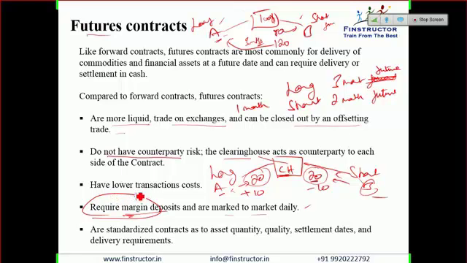Futures have generally lower transaction costs as compared to forwards. They are standardized contracts, as we discussed. So the quality of rice, the quality of the book, the number of shares, etc. is already decided by the exchange. So they are standardized in terms of the quantity, quality, settlement date and delivery requirements. As to what time of the day the delivery has to be made, all that also is fixed by the exchange, so that the performance of the contract can be assured.